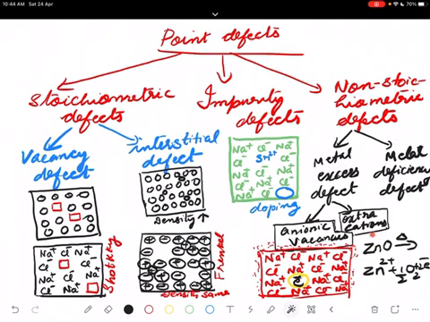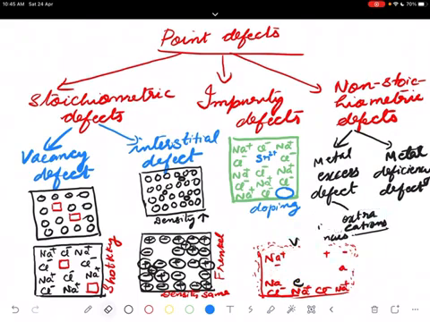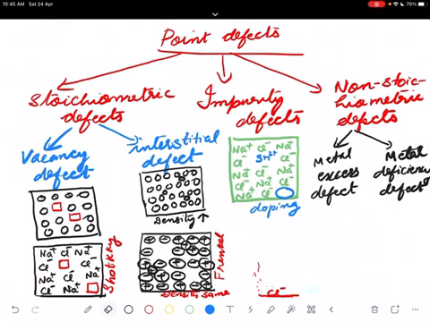So next is metal deficiency defect. I am rubbing off these metal excess defects due to anionic vacancies and extra cations present at the interstices. Now I am drawing for metal deficiency defect.